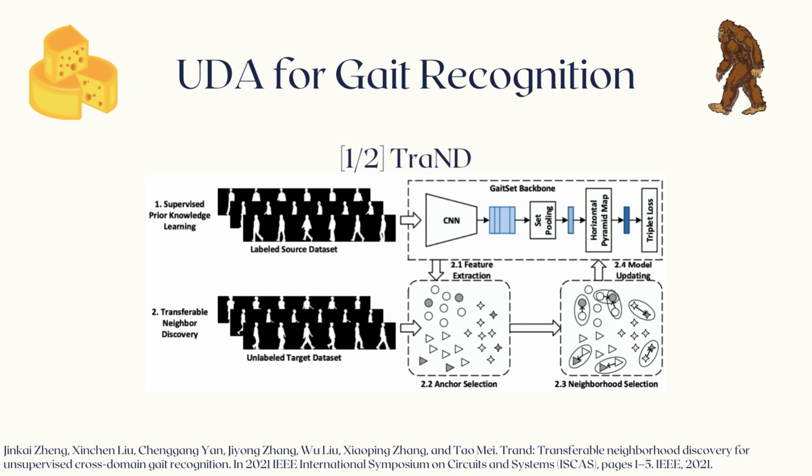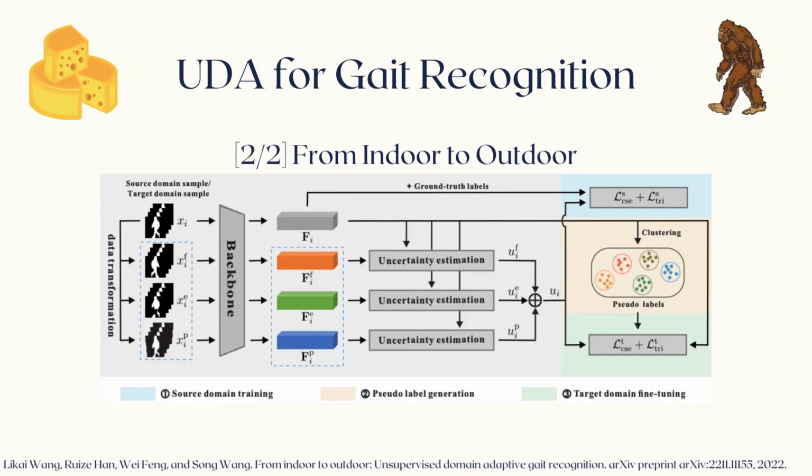Despite the necessity of UDA in gait recognition, only a few studies have addressed this task. TRANDI attempts to close the domain gap by fine-tuning the source model with a neighborhood selection strategy based on an entropy confidence measure. Effectively, its main effort is to keep bringing closer adjacent samples with high confidence of belonging to the same identity. From Indoor to Outdoor applies clustering and a pseudo-label strategy in the target domain.